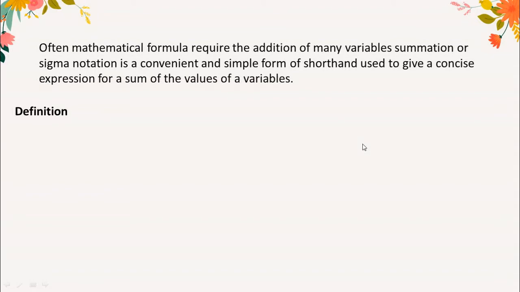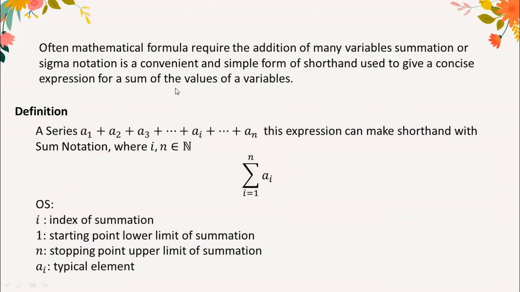Often, mathematical formulas require the addition of many variables. Summation or sigma notation is a convenient and simple form of shorthand used to give a concise expression for a sum of values of a variable. So in definition, we know that we have a sequence already. When we want to add a sequence, we change the name to a series.